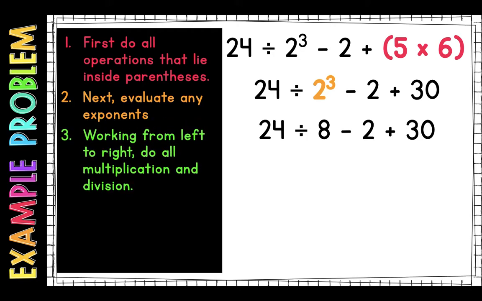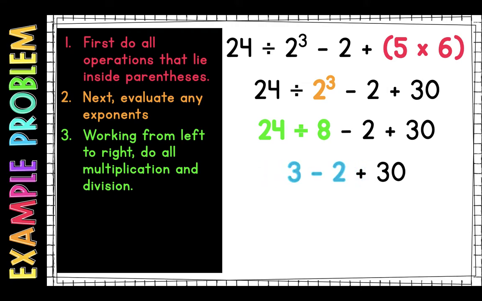Next, I'm going to work left to right and do any multiplication and division. Starting from the left, I scan and immediately see some division, so I'm going to start there. 24 divided by 8 will give me 3, so I'll rewrite this expression as 3 minus 2 plus 30.